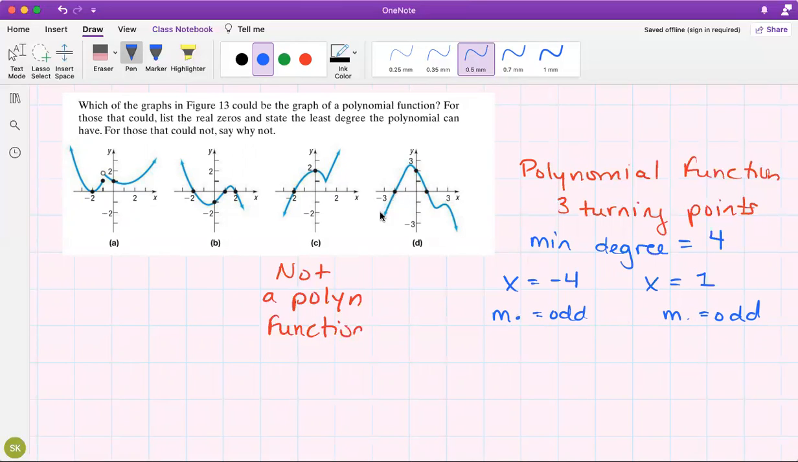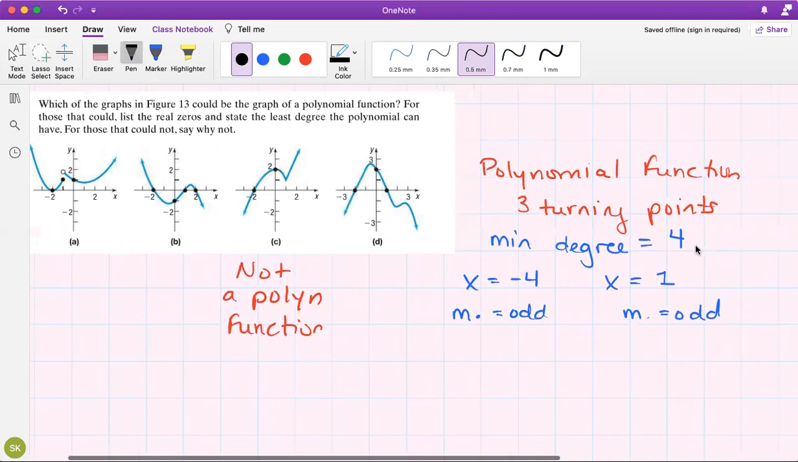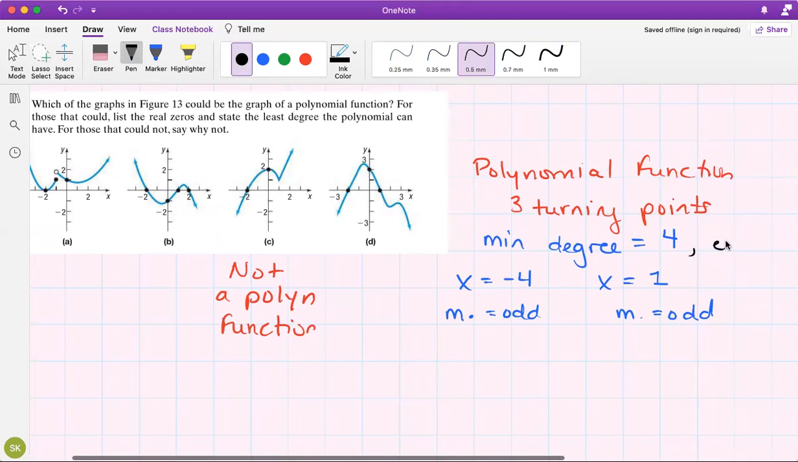And the reason for that is if you look here at these pieces, these are going down both sides, and it kind of looks like a parabola. So not only do we say that the minimum degree is 4, we also say that the degree has to be even. So we could do 6, 8, all of these could be possible degrees for our function.